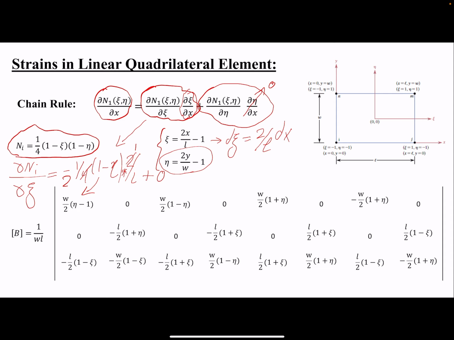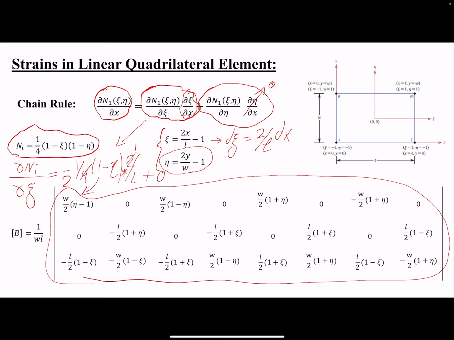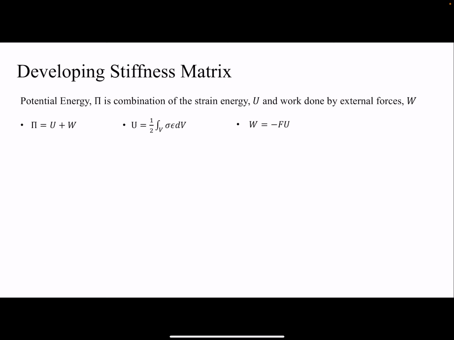So this is our B matrix, which is a function of our coordinate. Now we want to use that B matrix. We developed the B matrix to find the stiffness matrix. The procedure to find the stiffness matrix is very similar to the procedure that we use for beam elements. We use the potential energy and we try to minimize the potential energy based on our displacement field to find the stiffness matrix. This is the potential energy, the strain energy with the work done on the sample.